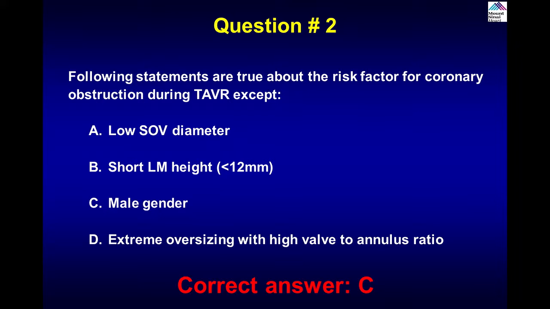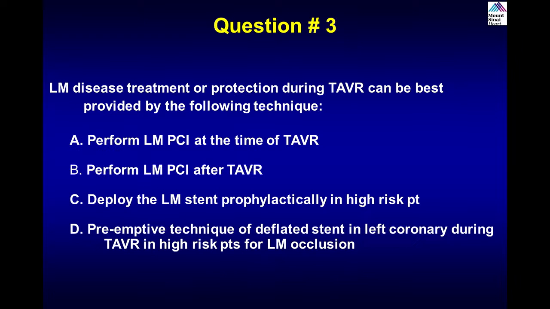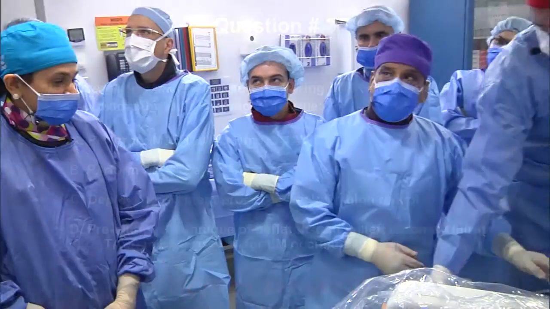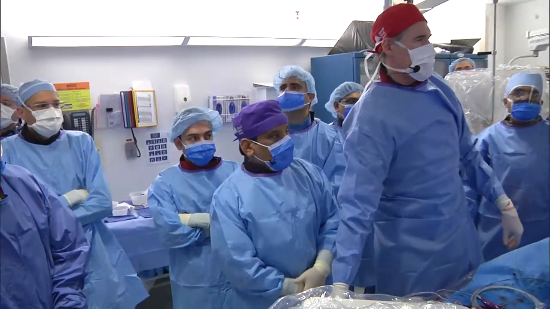The third question. Let's go to the next question. Left main disease treatment or protection during TAVR can be best provided by the following technique: perform left main PCI at the time of TAVR, perform left main PCI after TAVR, deploy the left main stent prophylactically in a high-risk patient, or the preemptive technique of a deflated stent in the left coronary during TAVR in a high-risk patient for left main occlusion. I'm sure it is a clear-cut answer. Answer is D. Good.